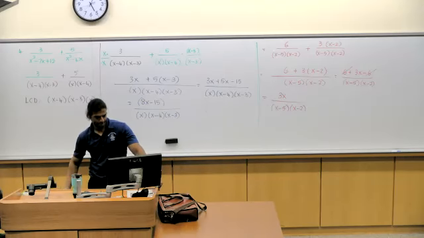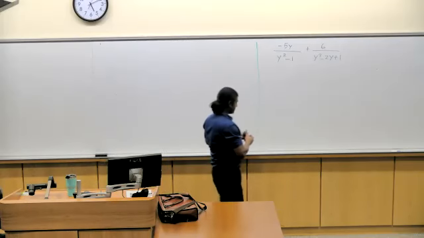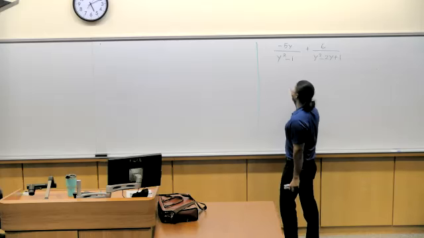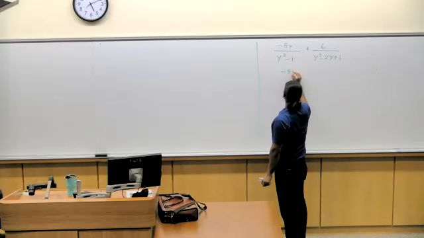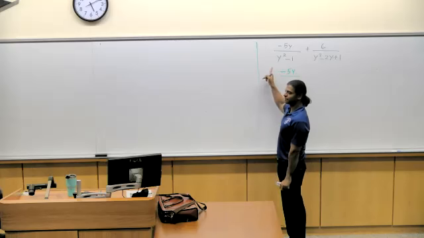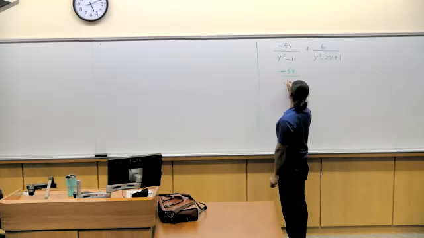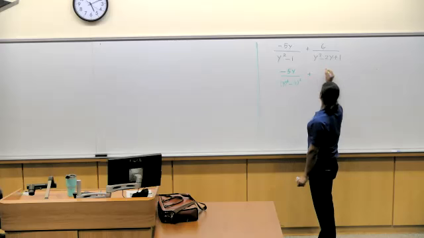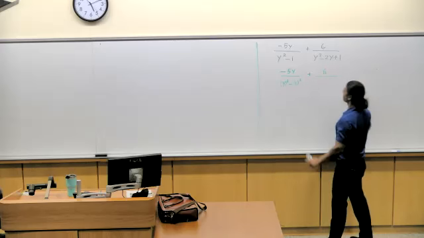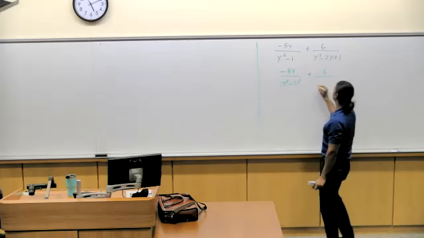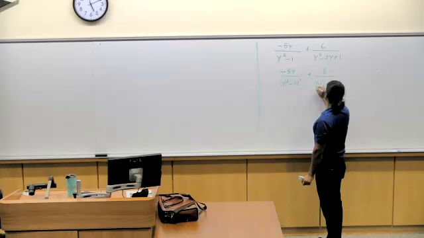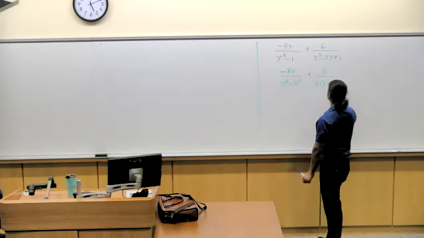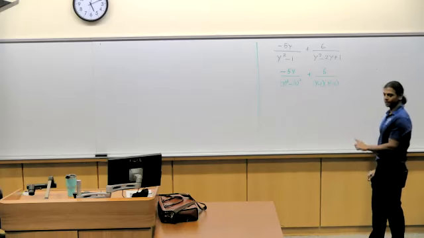So the first step would be to factor. I can write the denominator as y squared minus 1 squared. Difference of squares. Here, if you factor, you will get y plus 1 times y minus 1. Good.